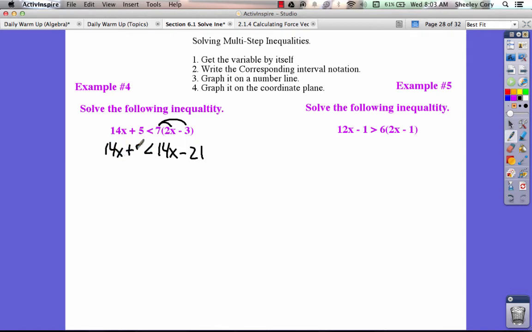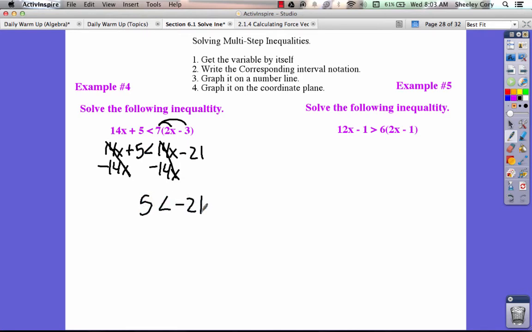You should start to see right now that we have 14x on both sides. You can start to see that there's a difference going to happen here. So let's combine the x's by subtracting 14x from both sides. Well, guess what happens? The variables cancel out and you don't have any more variables. You're just left with 5 less than negative 21.